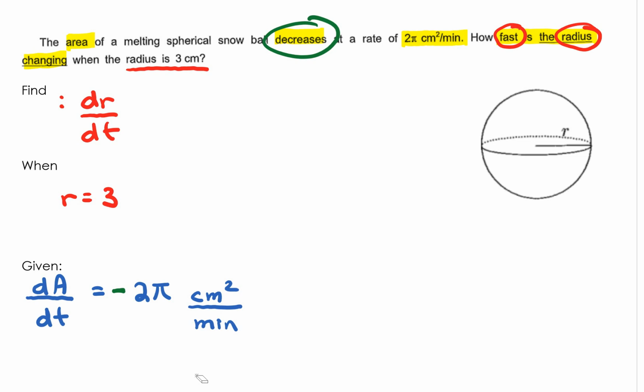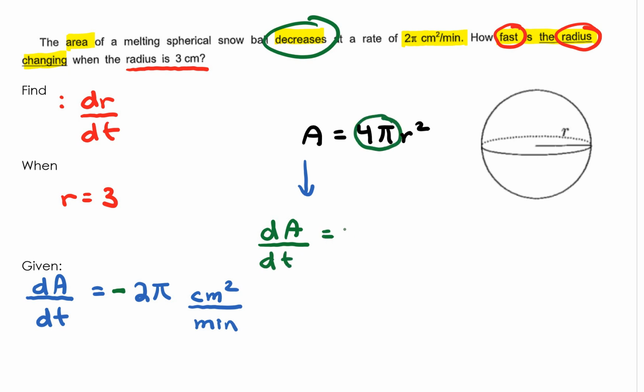For this particular question, you definitely need to know the area of a spherical object. It's not just a circle, it's a 3D circle. The surface area of a sphere is A equals 4 pi r squared. And if I want to find the derivative of this, it will be dA over dt equals 4 pi as the constant at the front. And then what's the derivative of r squared? Well, that's going to be 2r times dr by dt.